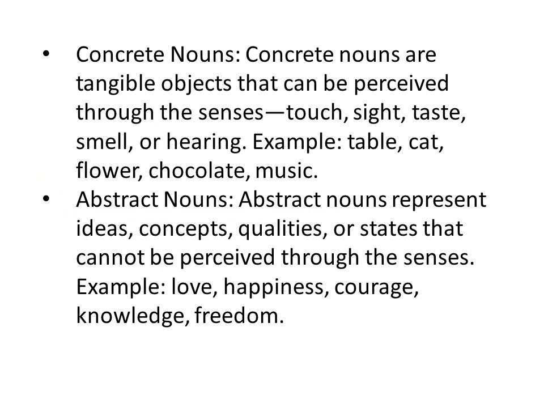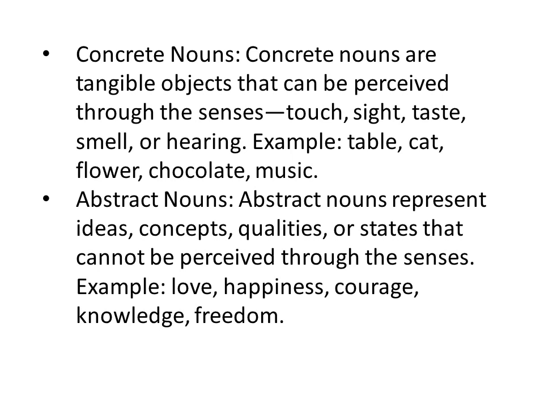Next is concrete nouns. Concrete nouns are tangible objects that can be perceived through the senses: touch, sight, taste, smell, or hearing. For example, you can recognize by seeing that it is a table, which means you use sight. You can see and tell whether it is a cat. You can smell and tell whether it is a flower. You can taste and tell that it is a chocolate. And when you hear, you understand that it is music. So these are examples of concrete nouns.